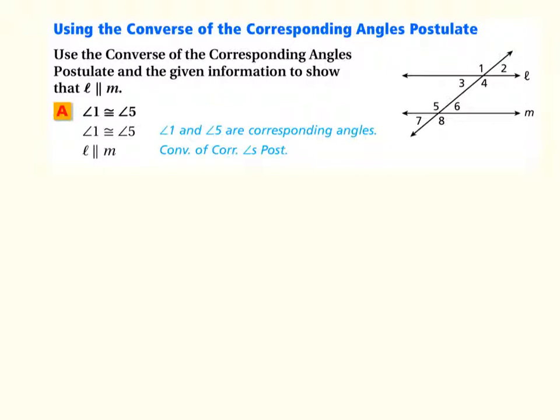Now let's look at an example of how we can use this. If you look at this drawing right up here, we have two lines. Notice they're not marked as parallel. And we have a transversal, and we have all the angles that are formed marked with numbers. And if you take a look here, we have angle 1 is congruent to angle 5. So that's here and here. As long as those two angles are congruent, what can we conclude from that? That line L and line M are parallel.